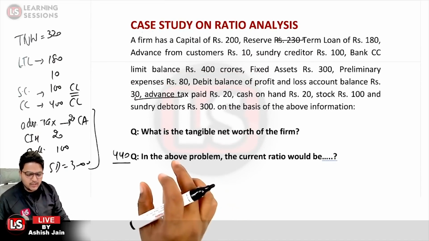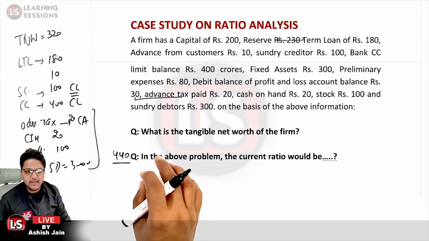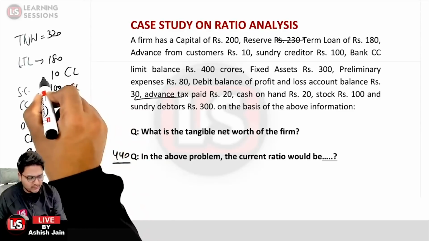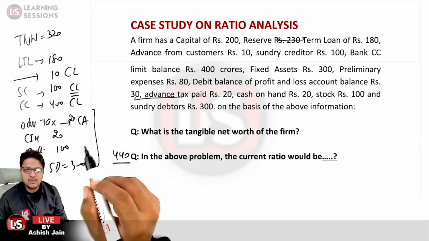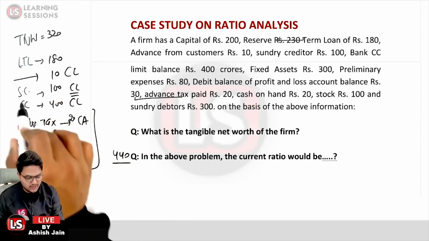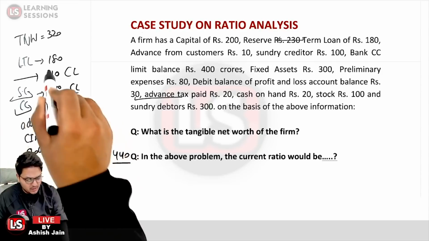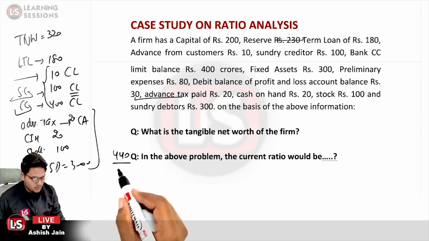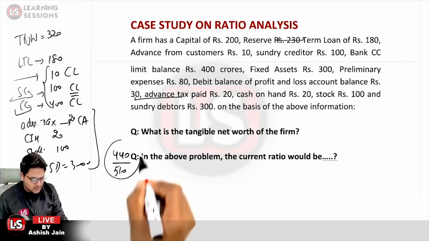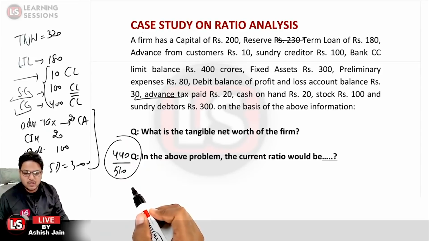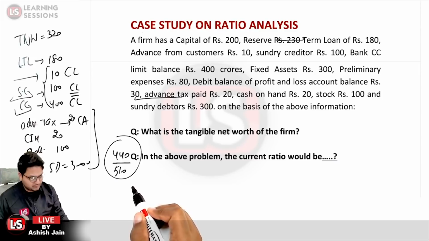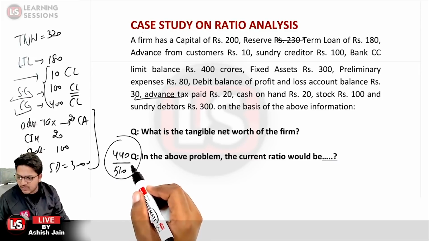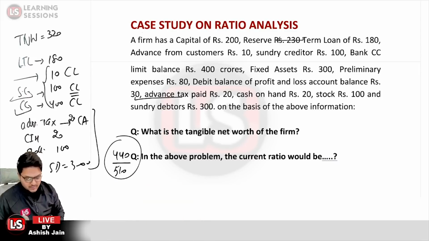Now we need to calculate the denominator part, that is related to the current liabilities. I already told you that whatever advance has been taken from the customers, the sundry creditors and the CC limit, all these three components are related to the current liabilities, which amount to 510. So what would be the current ratio of the firm itself?